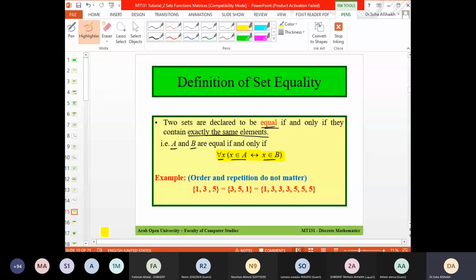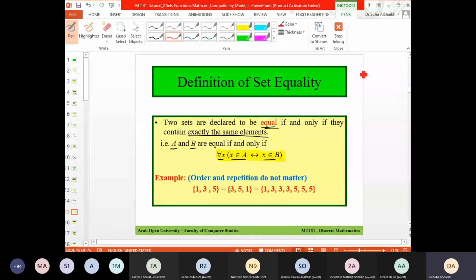What is this upside-down A? Answer him. It's for all, for each. We use it for the predicate. So for all the A's, if x is in A, this is if and only if x in B.